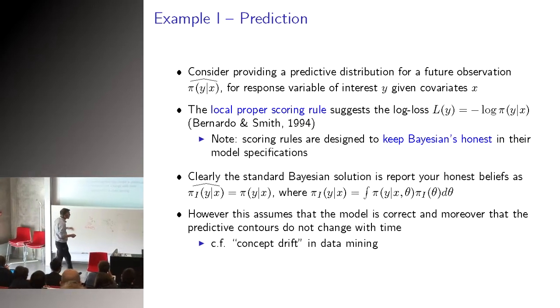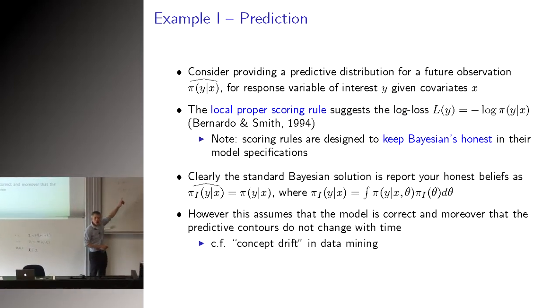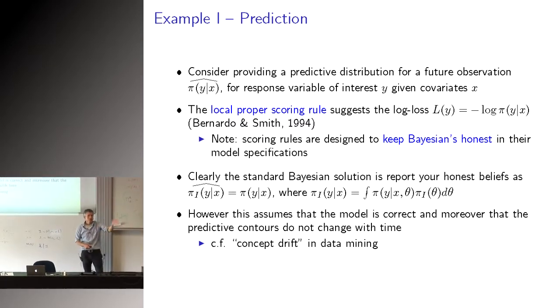Okay. So what I've said is that I need a way of scoring. I need a loss function for scoring your prediction against what actually happens. So, for example, the prediction could be the survival time of a patient following a treatment. Now, you provide me with a full distribution for their survival time. I'm going to see one outcome, and I want to be able to grade you.